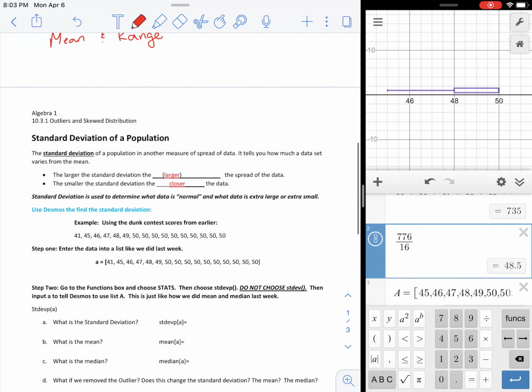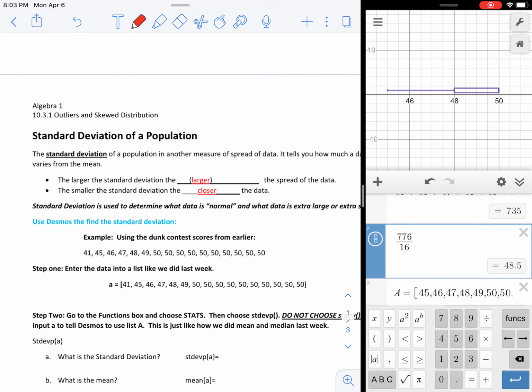Okay, so what is standard deviation? Standard deviation is another measure of the spread of data. It tells you how much a data set varies from the mean. The larger the standard deviation, the larger the spread of data. The smaller the standard deviation, the closer the data.